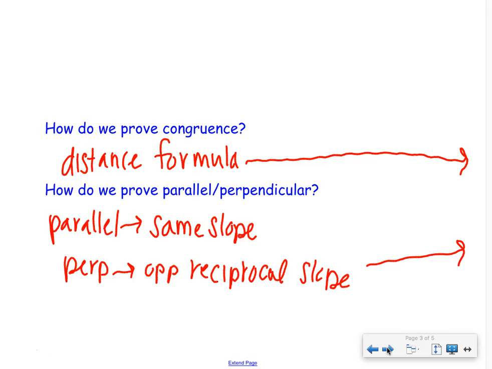Okay, now we're going to try to do these two on our own. We're going to try two proofs in the coordinate plane. Okay? What's the midpoint formula? And what's the M in slope? Yep, M is slope.